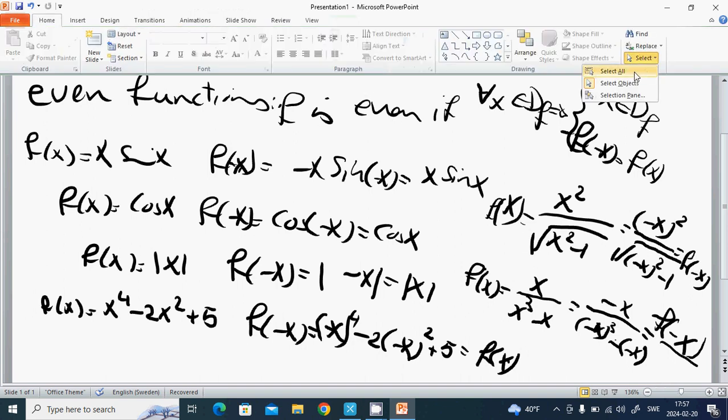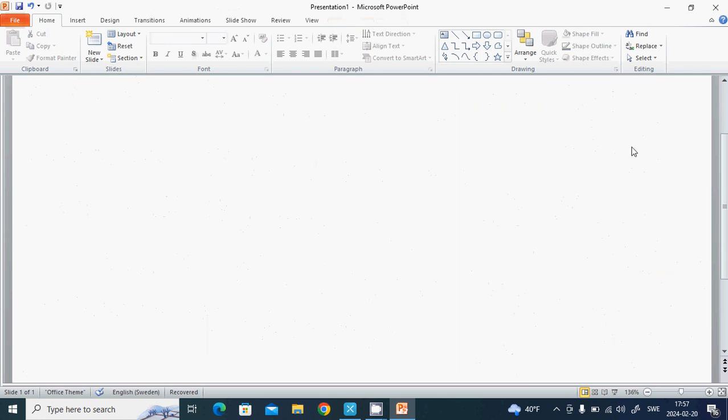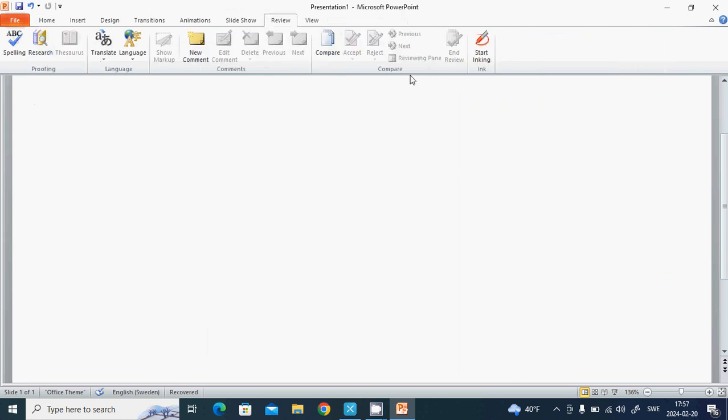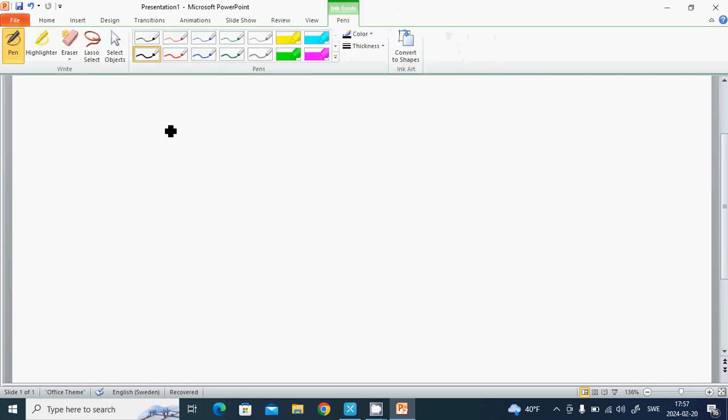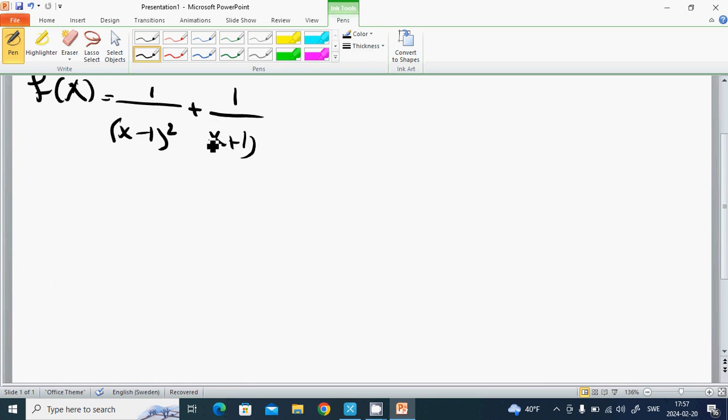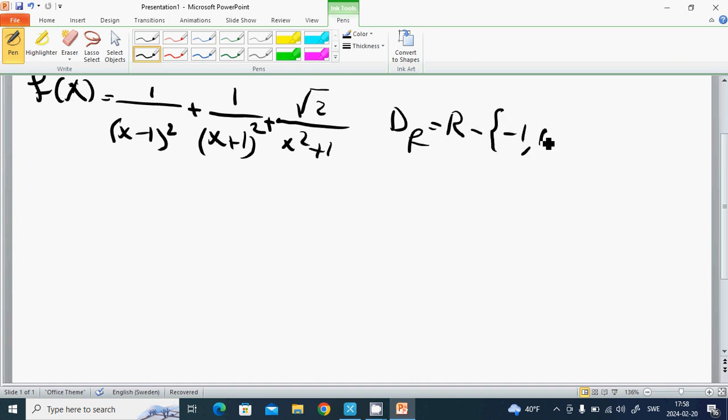I have two more. f of x equals 1 divided by (x minus 1) power 2 plus 1 divided by (x plus 1) power 2 plus square root 2 divided by (x squared plus 1). As we see, Df equals R minus {-1 and 1}.